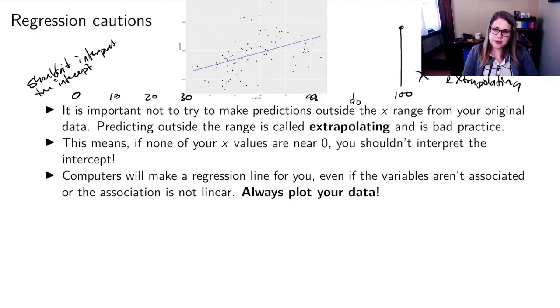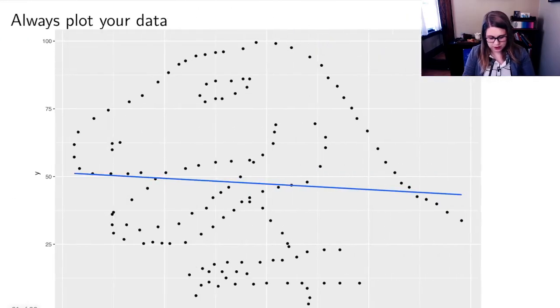Another thing is that computers will find the regression line for you, even if your variables are not associated or the association is nonlinear. So just like with correlation, it's very important to always plot your data. If we had the datasaurus data and we had just said, R or Minitab or SPSS, find a regression line for us, it would have found this slightly negative regression line. But that is not an appropriate way to summarize this data set. It does not look linear at all.